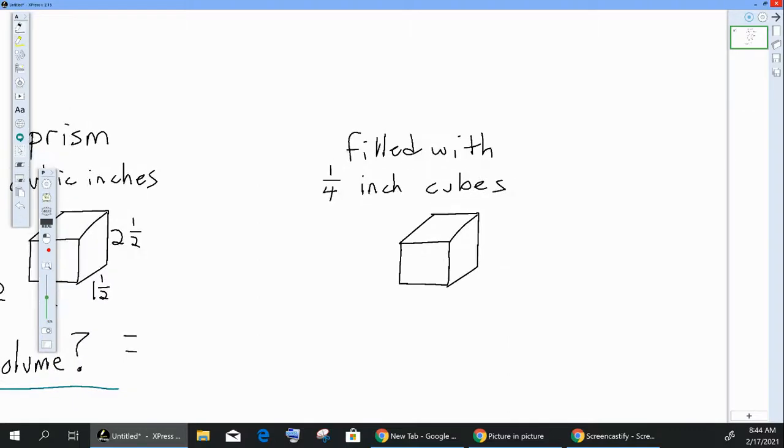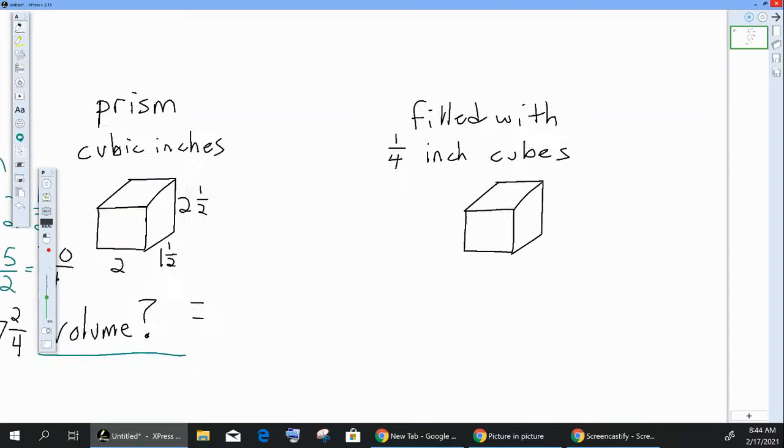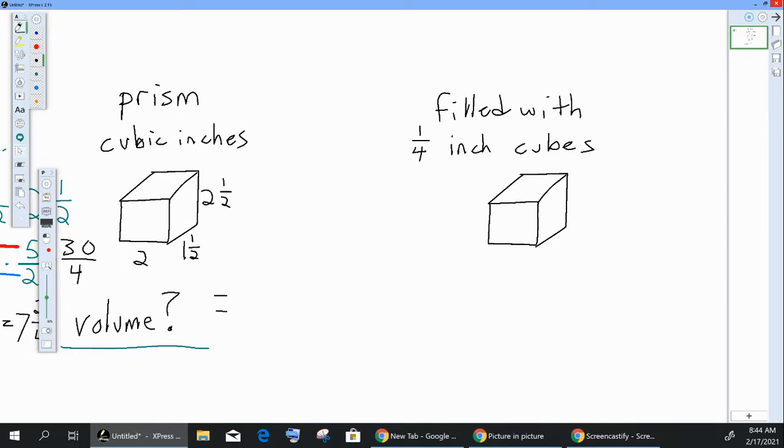but this time it's filled with 1/4 inch cubes. So if we're still dealing with a prism 2 inches by 1.5 inches by 2.5 inches, the best way to think about this is to recognize how many 1/4 inch cubes would it take to fit across 2 inches, right? How many 1/4 inch cubes? And it's going to be 8. 8 cubes are going to fit across 2 inches because 1/4 8 times is 2 inches.